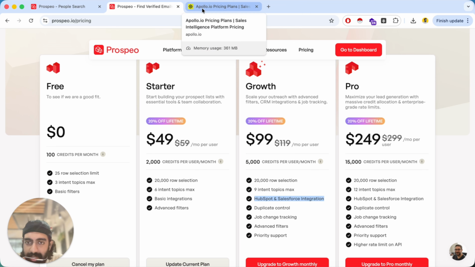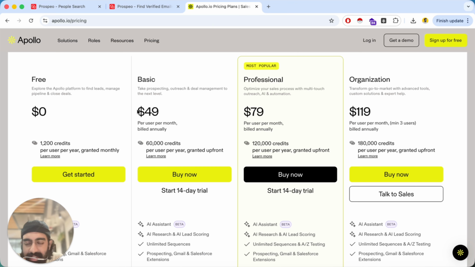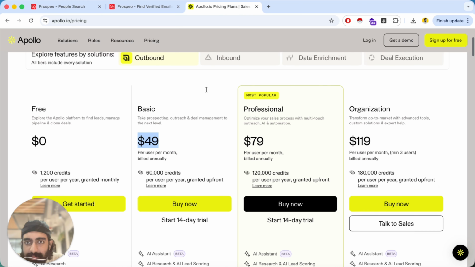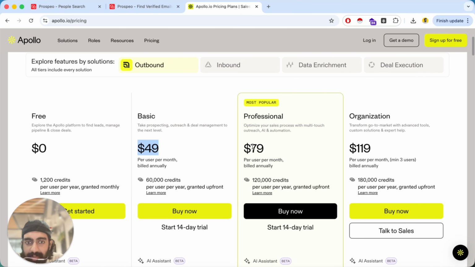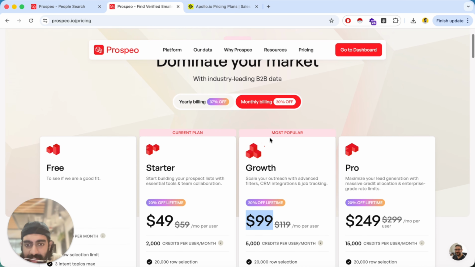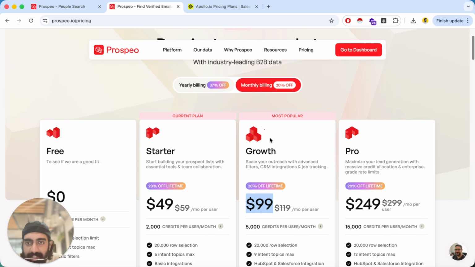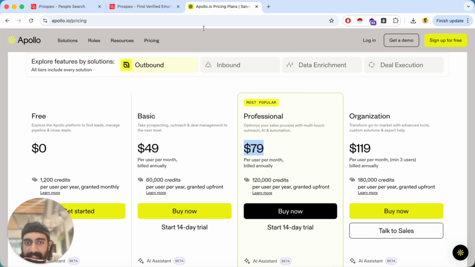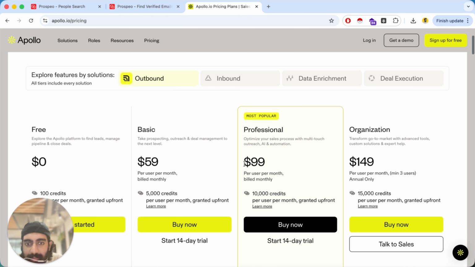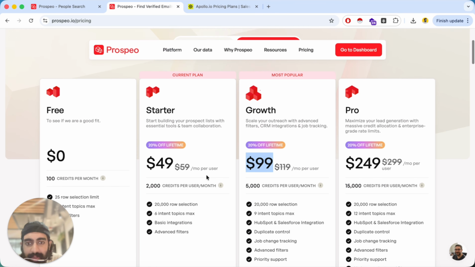Let's just compare the pricing now. For Apollo, the basic package is about $49. Prospeo's basic package is $49. And then for the professional one, it's $79. And then the growth one is $99. For me, I would say that it's kind of similar, just a little difference. Let me just check. Okay, this is annual billing. So if you just click the monthly billing, it's the exact same price for both.